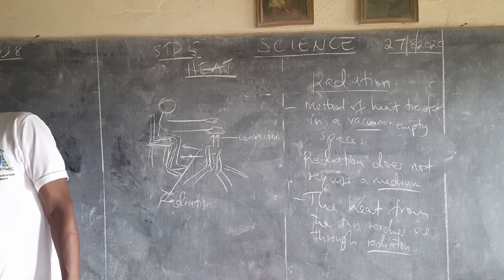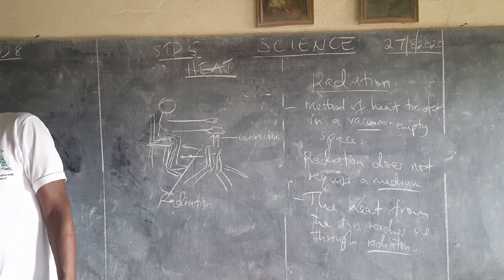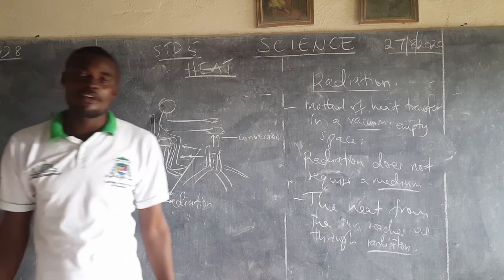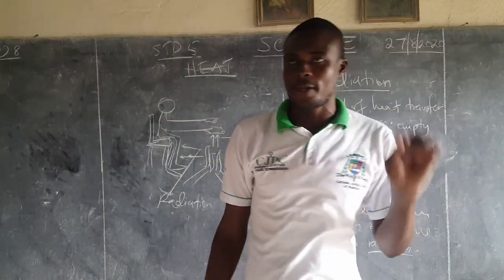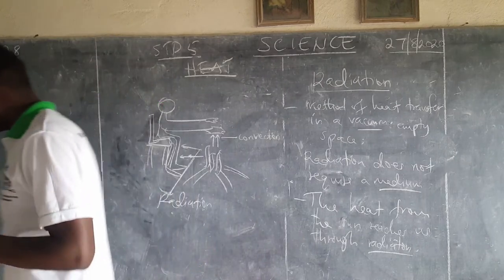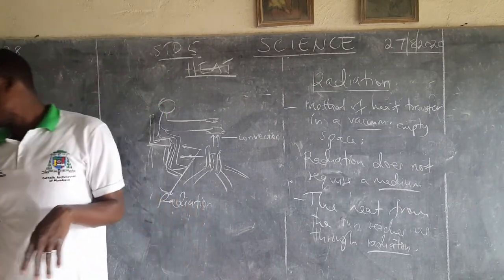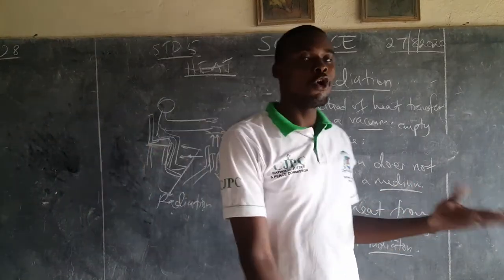Then when a pupil stands outside in the sun, he or she feels hot after some time. The heat reaches the pupil, the body, through radiation. We have mentioned that. The heat from the sun reaches us through radiation because it passes through a vacuum. So Lana, until that time, we are done with that topic. There's nothing remaining there. What we need to remember is the issue about the cold and the cool air.